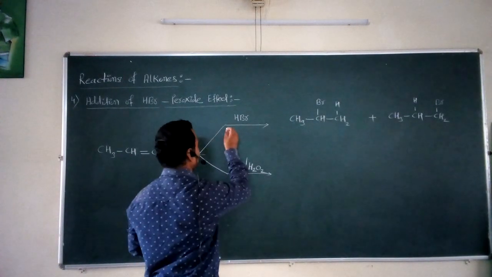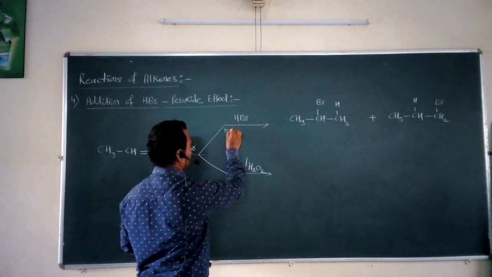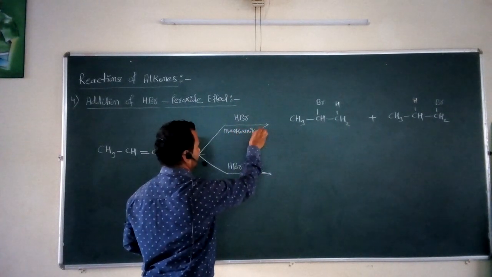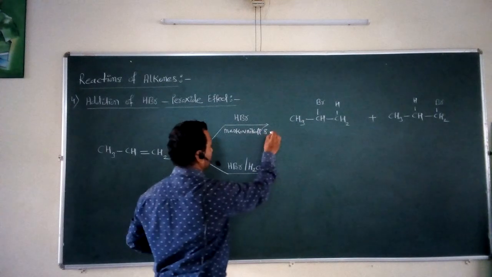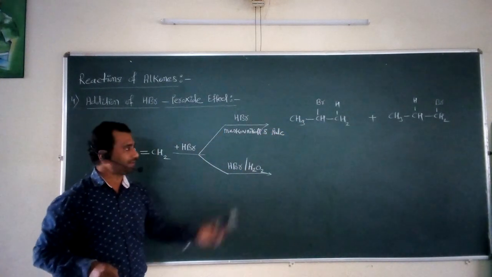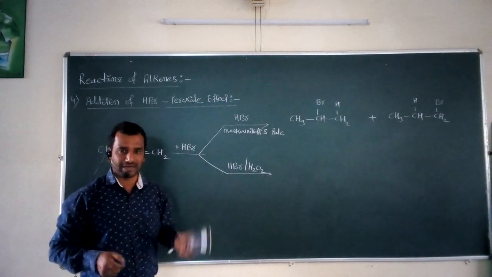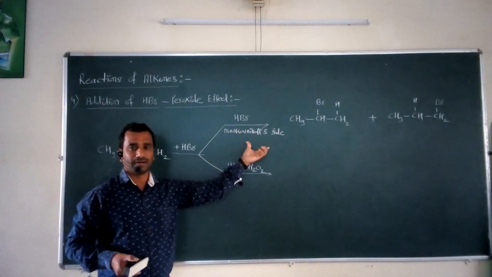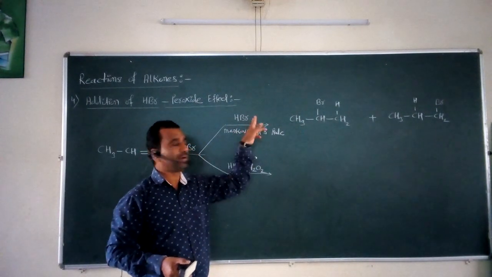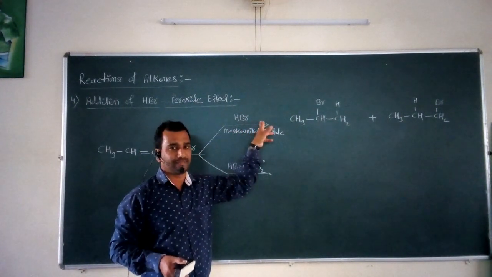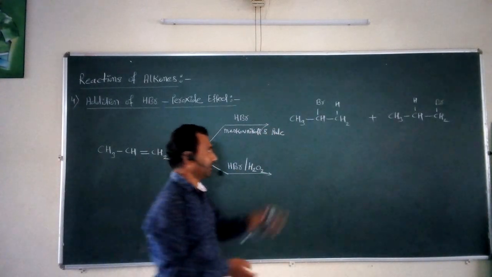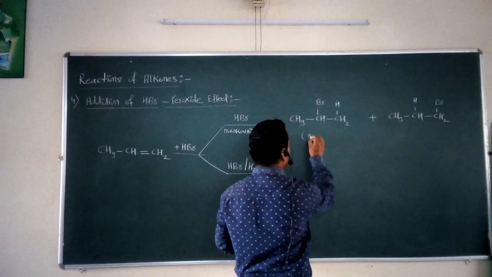So, I write here, this HBr addition takes place according to Markovnikov's rule. According to this rule, we have to write here major and minor product. Now, what happens? According to this rule, the major product is the one in which the negative part of the addendum gets added to that carbon which has the least number of hydrogen atoms, and according to that, this first product is called the major.